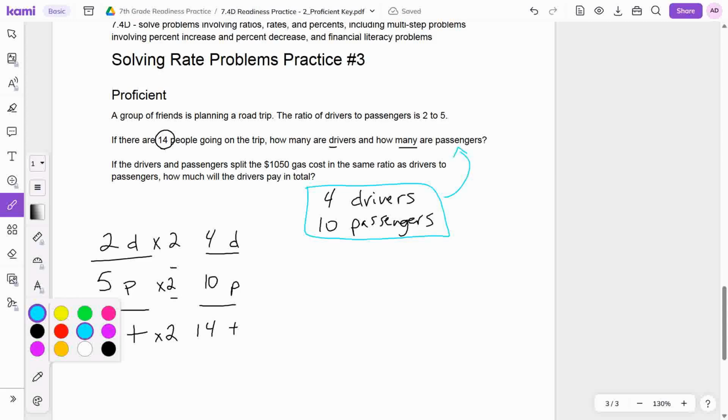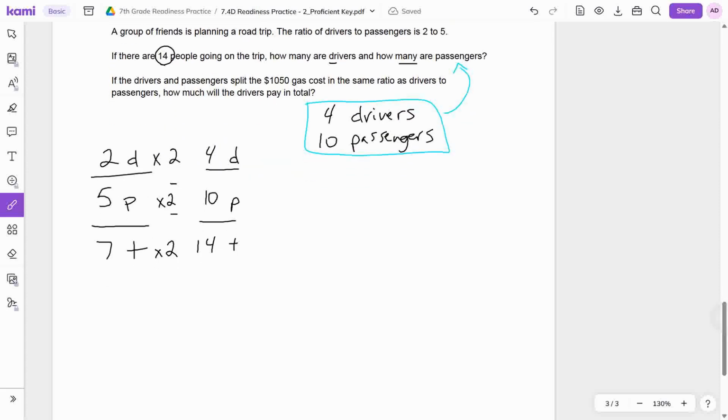Now, that's our first question. Second question states they're going to split the, wow, big gas bill, $1,050, same ratio. Basically, how much will the drivers pay in total? Well, there's 4 drivers. So what I could do here is divide by 14 to get my unit rate and multiply by 4 because there's 4 drivers. I'm going to divide by 7 because that's a little bit easier, and then multiply by 2, because in the original ratio there are 7 total people, and 2 of them are drivers. It's the same thing as dividing by 14 and multiplying by 4.